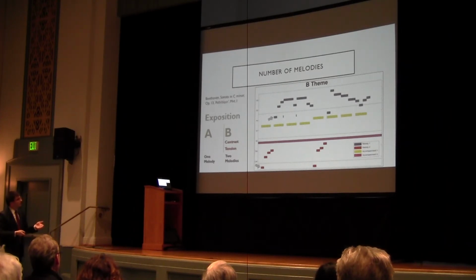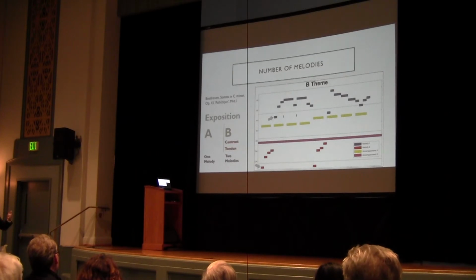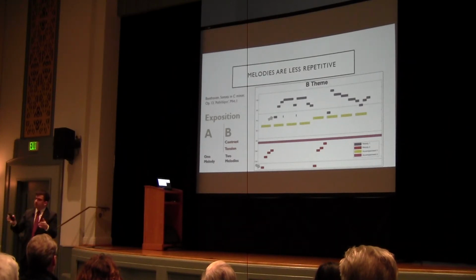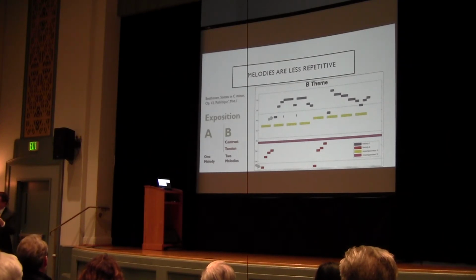Well, a lot of this seems to have to do with how repetitive, or more to the point, how non-repetitive the melodies are. People have done studies on this with big databases of music, and they found that the melodies in the classical style, at least, tend to be a lot less repetitive than the lines that accompany them. And we see that in both of these passages.